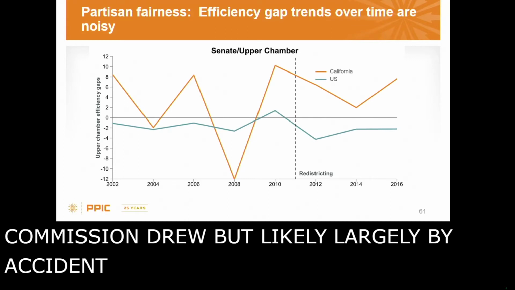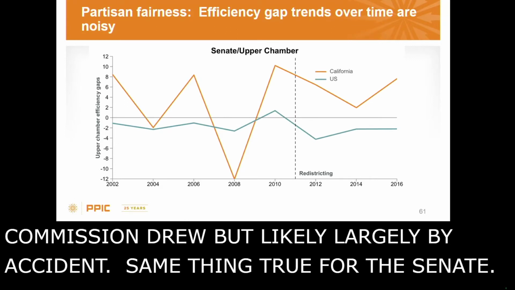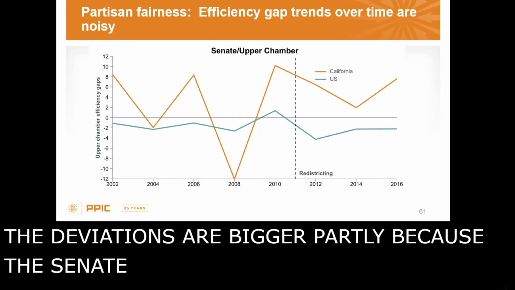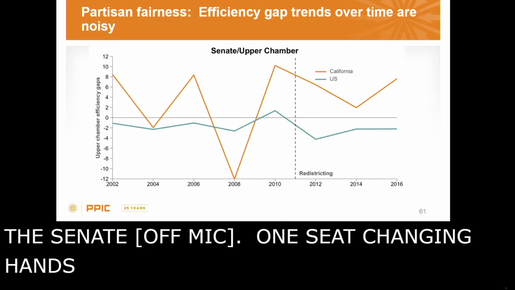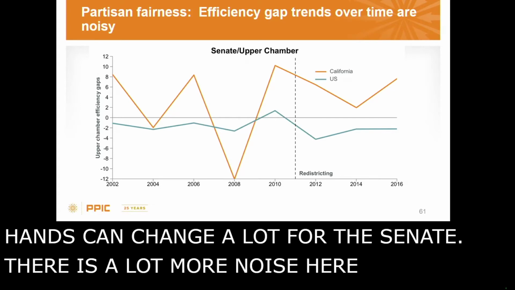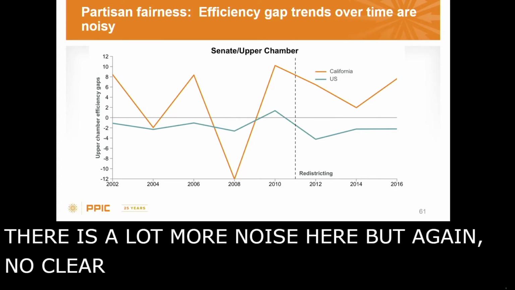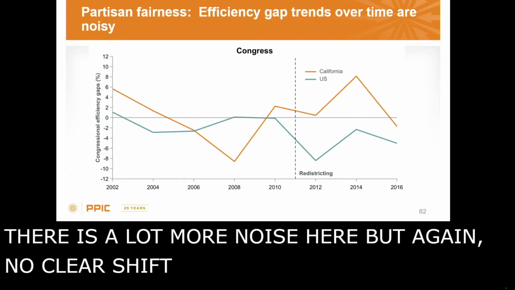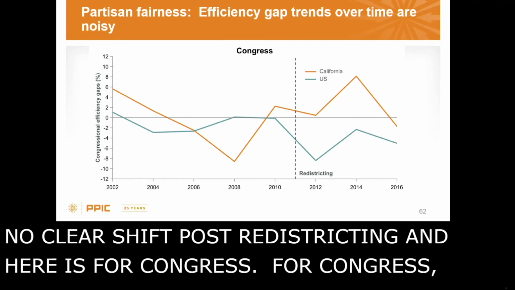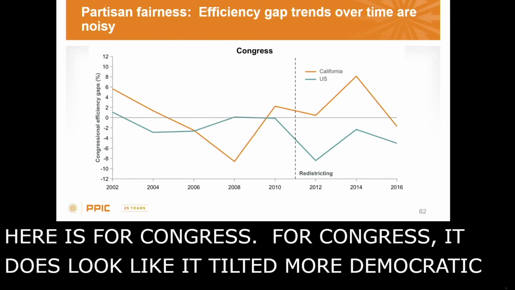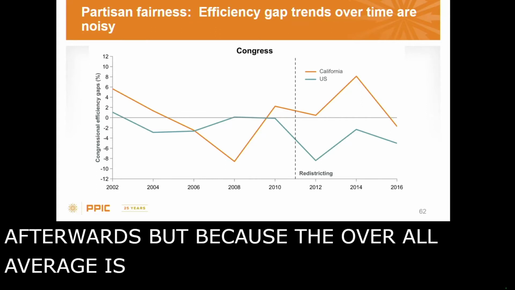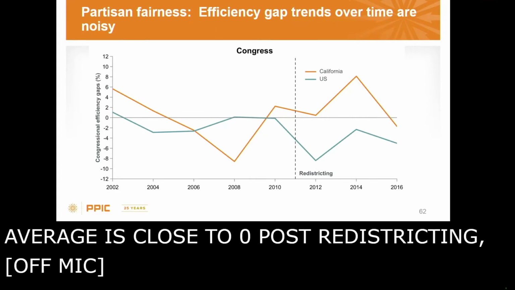Same thing is true for the Senate. The deviations are bigger, partly because the Senate has a smaller number of seats, and so one seat changing hands can change a lot. So there's a lot more noise here. But again, no clear shift post-redistricting. And then here's for Congress. For Congress, it does look a little bit more like it tilted more Democratic afterward. But because the overall average is close to zero post-redistricting, it's probably largely noise, but just something to flag.